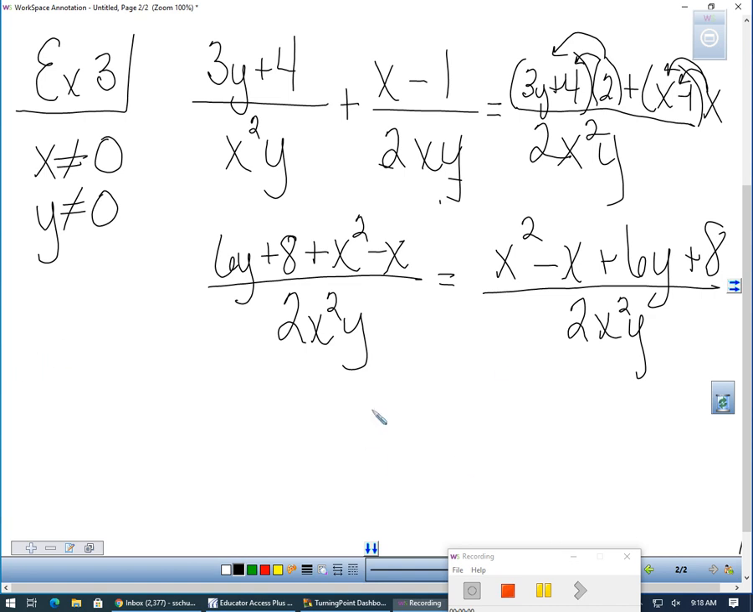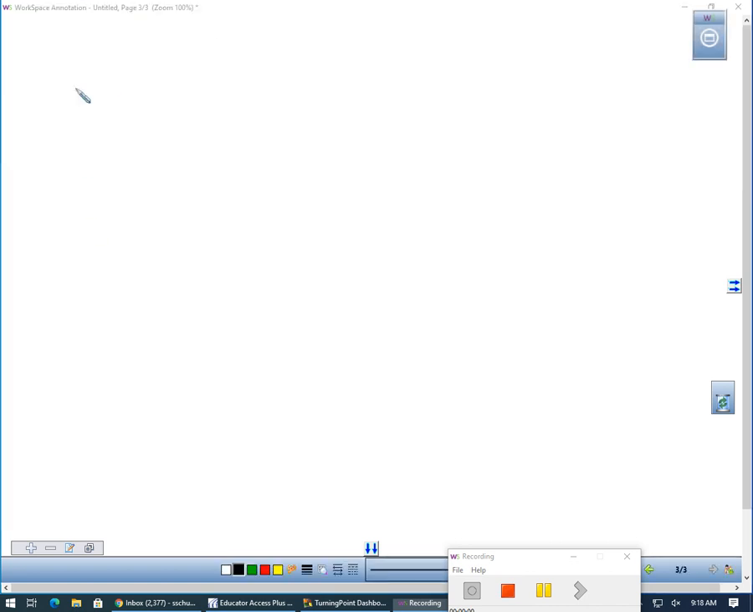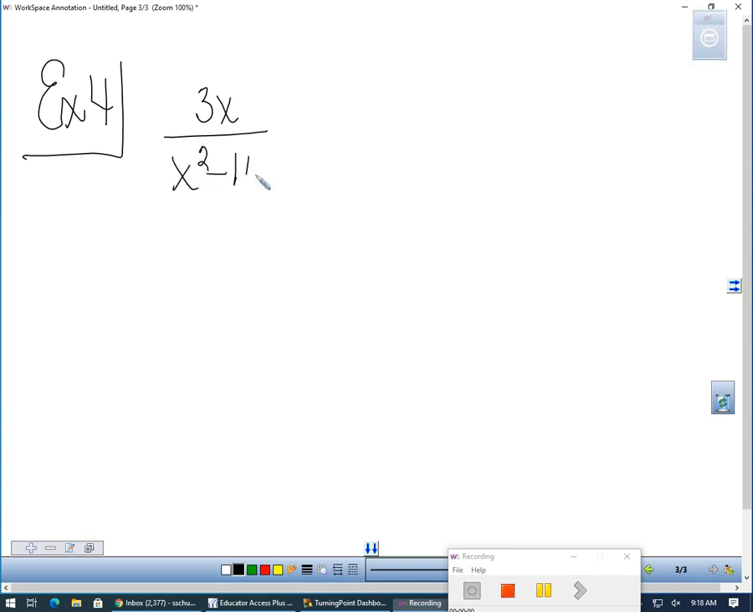All right, let's move on to example number 4. Okay, so we have 3x over x squared minus 16 plus 2 over x plus 4. All right, so the first thing we do is factor everywhere. This denominator can factor. It is the difference of squares. It is x plus 4, and it is x minus 4.